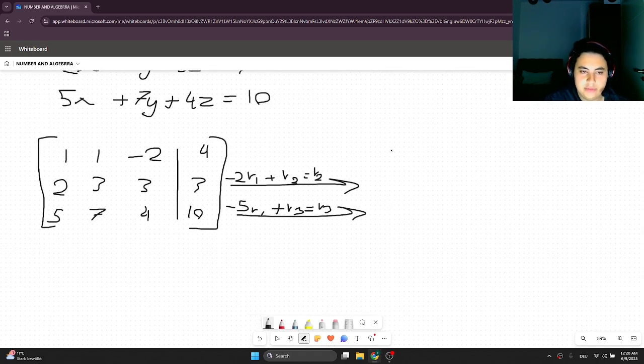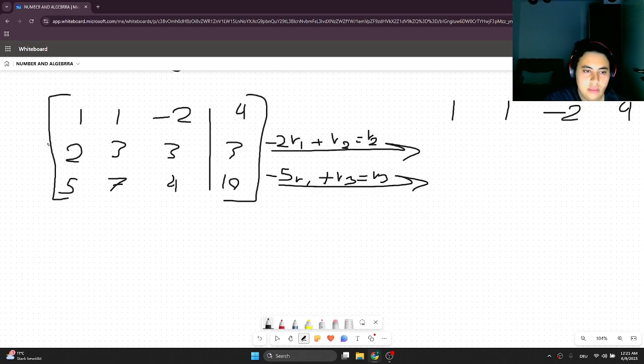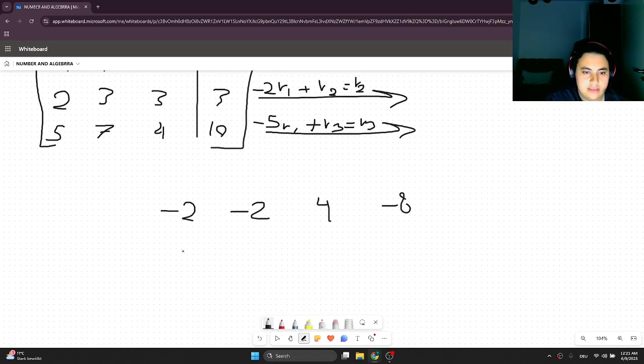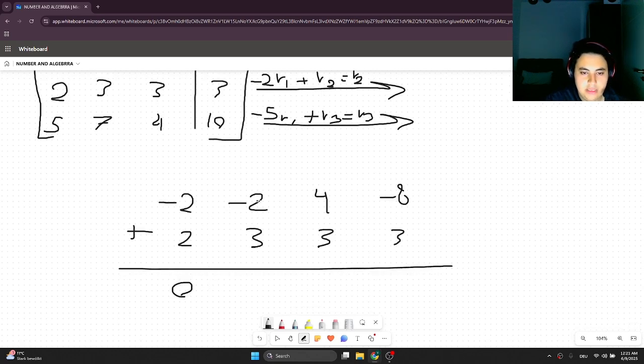Okay, the first row doesn't change, so it's 1, 1, negative 2, and 4, right? So this one by negative 2. So negative 2, negative 2, 4, negative 8. Then the second one is 2, 3, 3, 3, and we add those together. So negative 2 plus 2 is 0, negative 2 plus 3 is 1, 4 plus 3 is 7, and negative 8 plus 3 is negative 5.